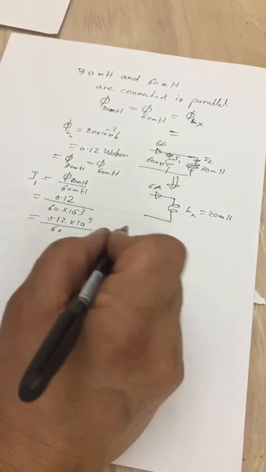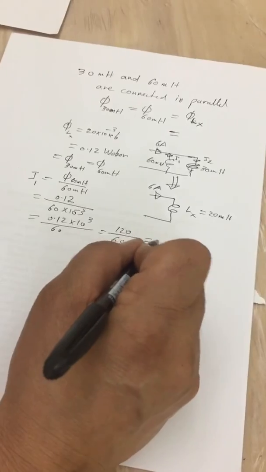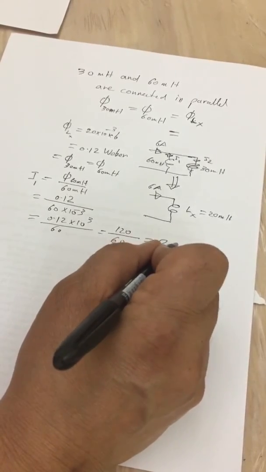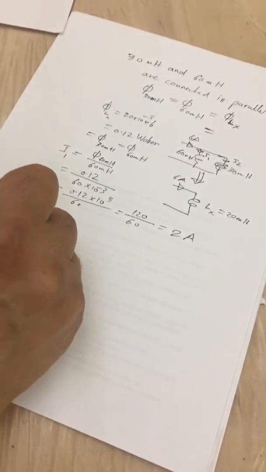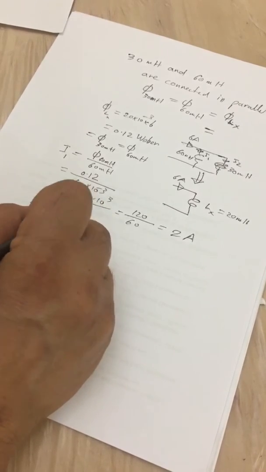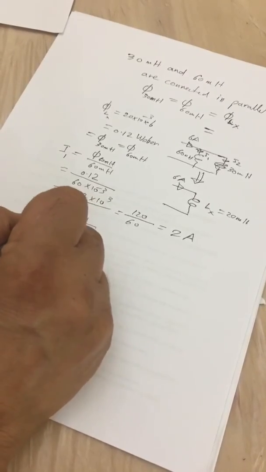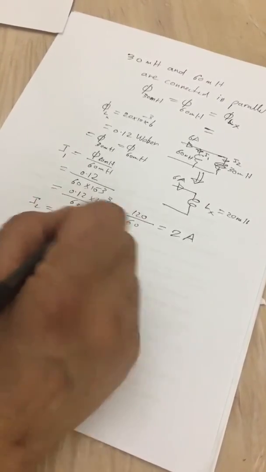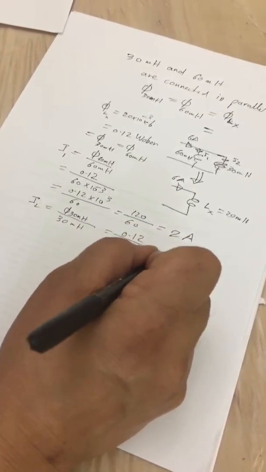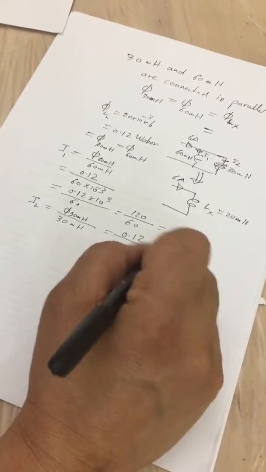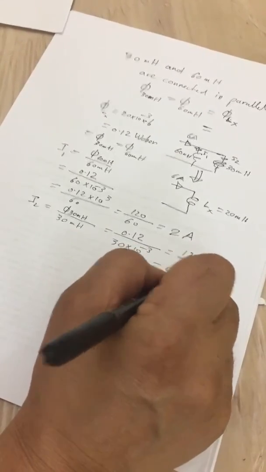120, right? Divided by 60 will be what? 2 amps, right? We can calculate I2 equal flux divided by the 30 millihenry. The flux is 0.12 divided by 30 times 10 to the minus 3, so it will be 120 divided by 30. It will be 4 amps.